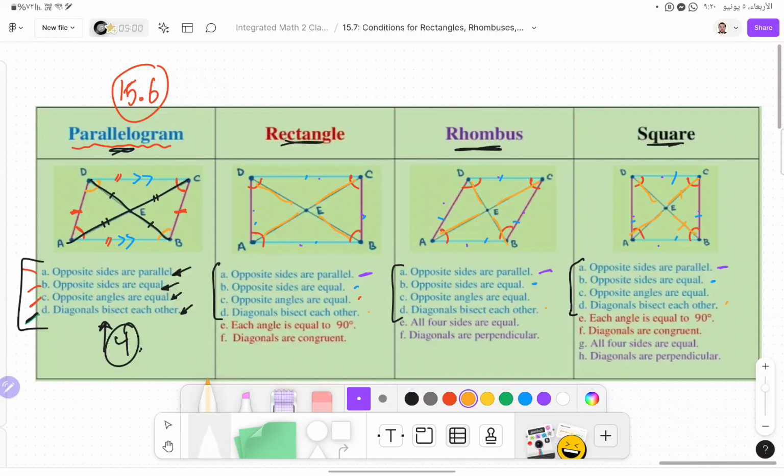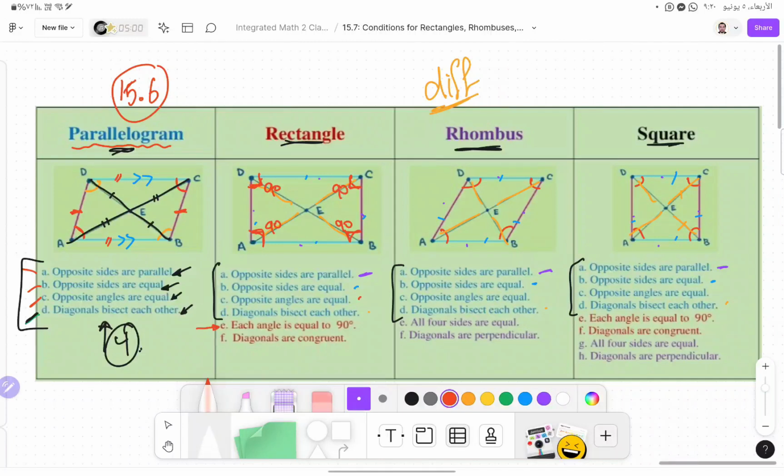Okay, teacher, so what's the difference? What is the difference between all of them? If you understand the shapes and the concept, you will know the difference. Now, focus on the two points here. As you can see, in the rectangle, each angle is equal to 90. This one here is 90. This one here is 90. This one here is 90. This one here is 90.